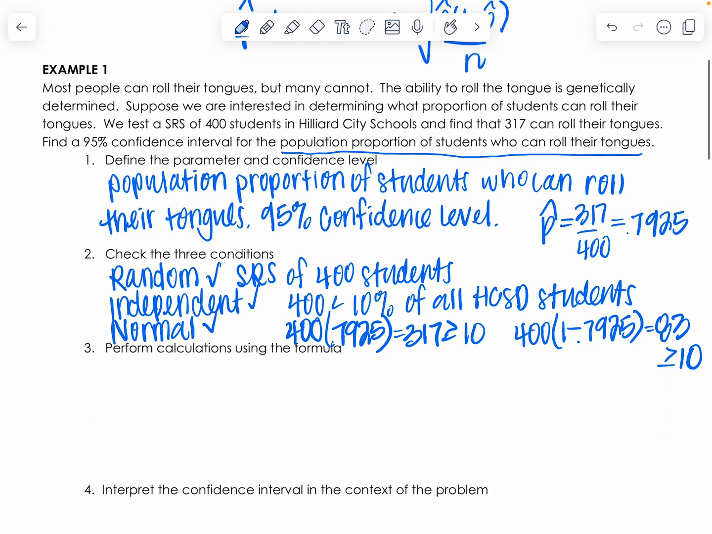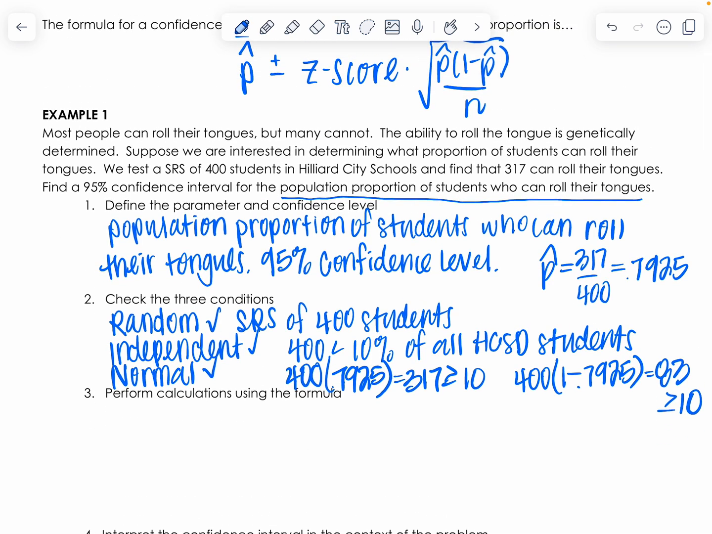All right, so now the calculation. So we start with our p hat value, so 0.7925. Now you may be wondering, do we have to go out to 4 decimal places? No, you don't. Remember, the AP test sticks to 2, but I like to stay as accurate as possible, and for me, it's not harder to do 4 than it is to do 2, so that's why I go ahead and use all 4. Plus or minus our z-score.